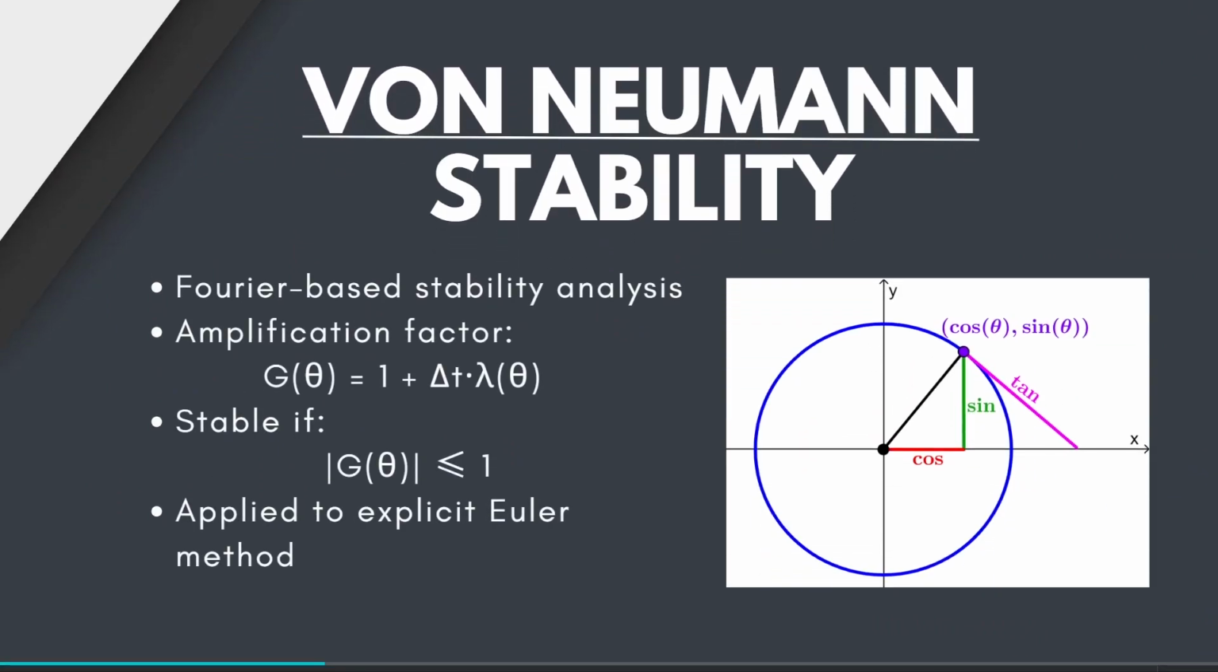To perform our theoretical analysis, we use the Von-Neumann stability method. This involves calculating the amplification factor denoted here as G, which depends on the time step and the Fourier symbol. For the explicit Euler method that we are using, the scheme is only stable if the modulus of this amplification factor is less than or equal to 1. Geometrically, this means the eigenvalues of our spatial operator must lie inside the stability circle of the Euler method in the complex plane.